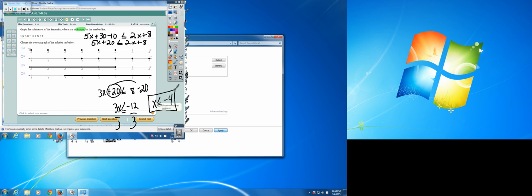So put a closed dot on negative 4. And what numbers are less than negative 4? Well, this one's not right because that's greater than. This one's not right because it's greater than. So which one is it? A, because of what? Integer. So A is your answer. Integers or whole numbers? Whole numbers are represented by the black dots.